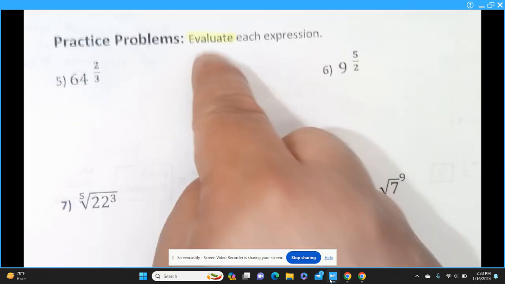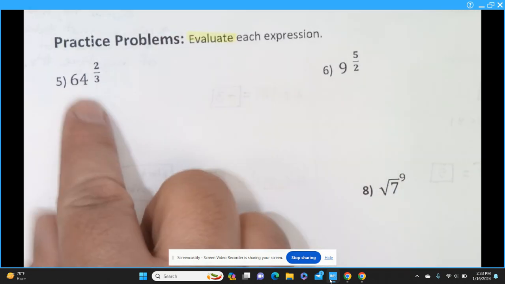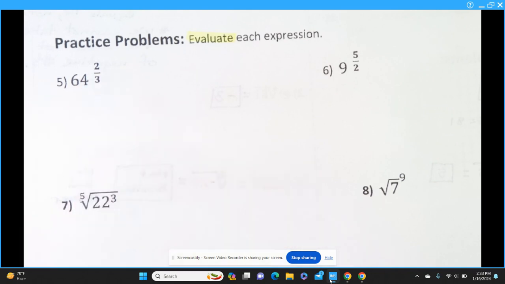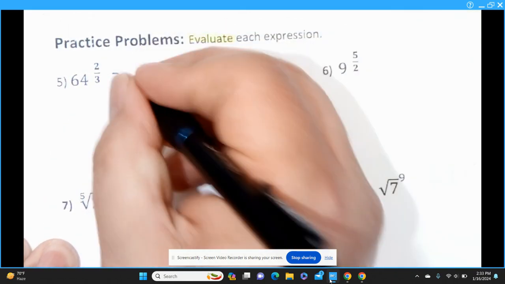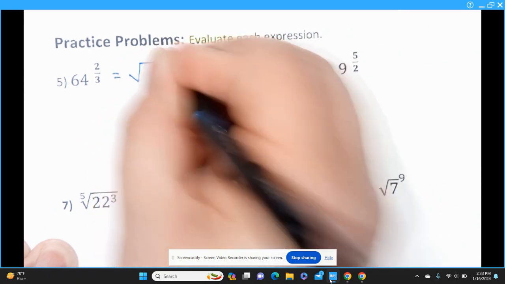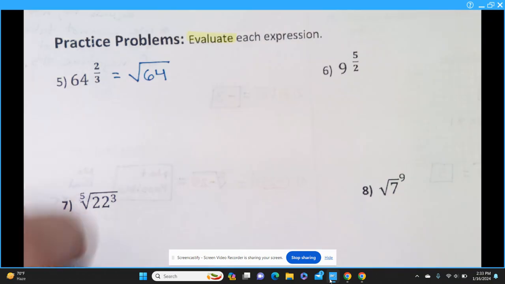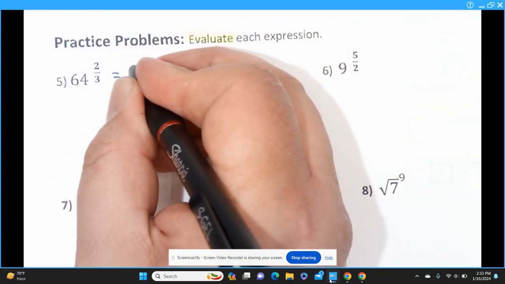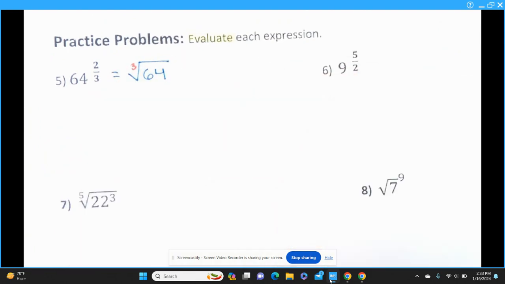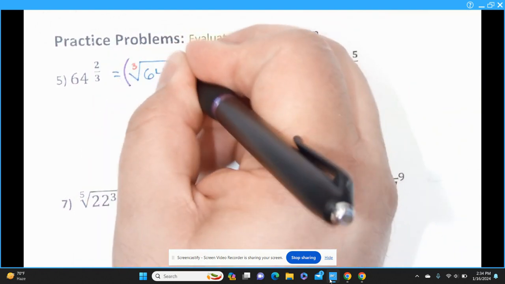Evaluate. Now they want me to use a calculator. But before I do, let's practice how to rewrite it. If you see a fraction, it means it used to be a radical. The 64 is our number on the inside. But like we mentioned, it's got a 3 in the denominator. Then the 3 is my index. Now, there is a power of 2 on the top, so I'm going to give the entire thing a power of 2.